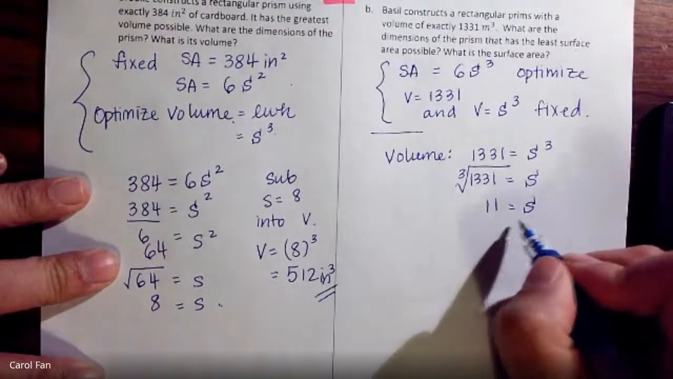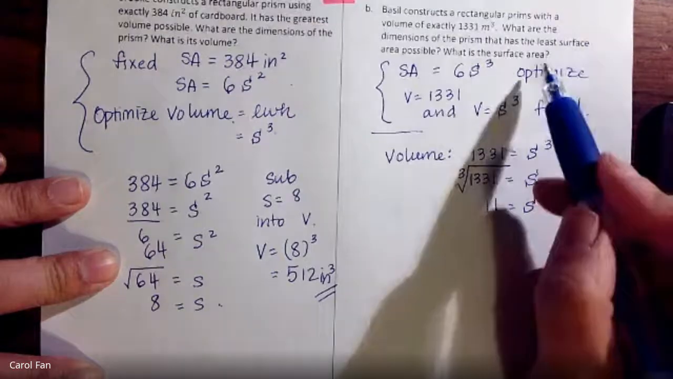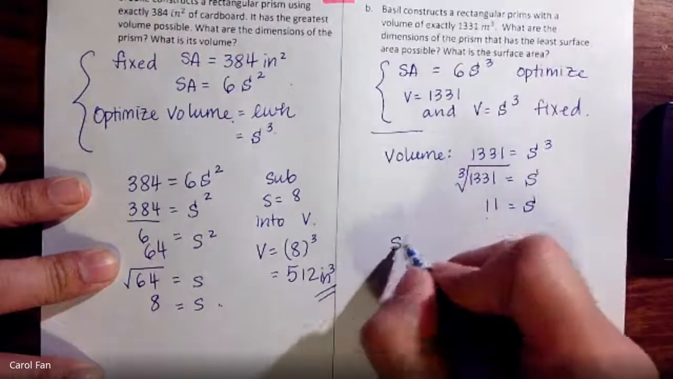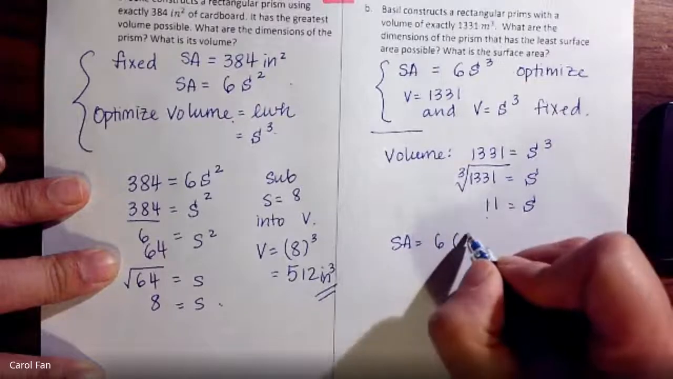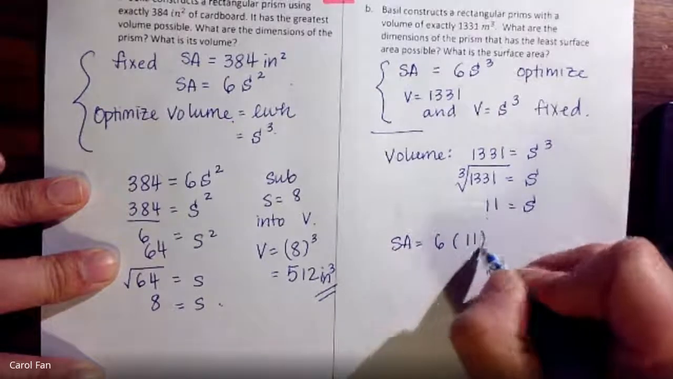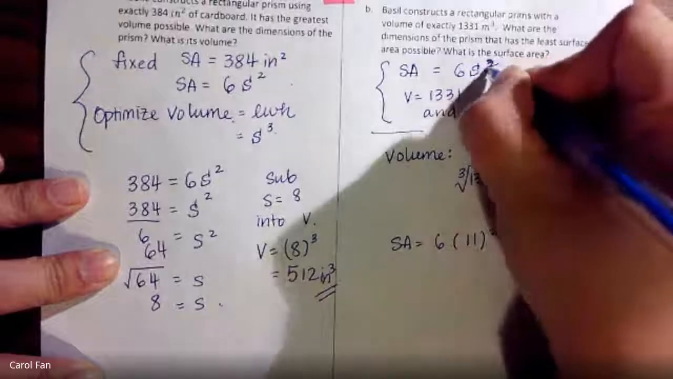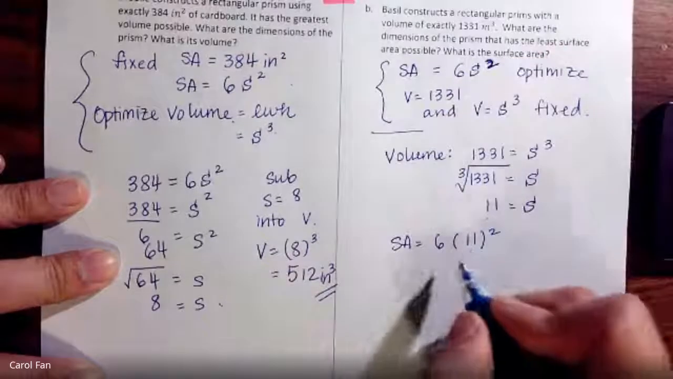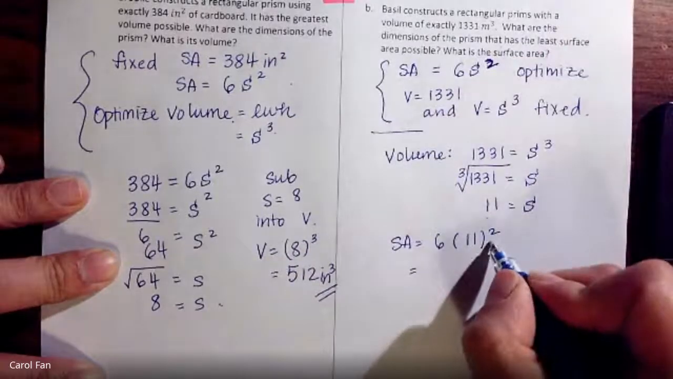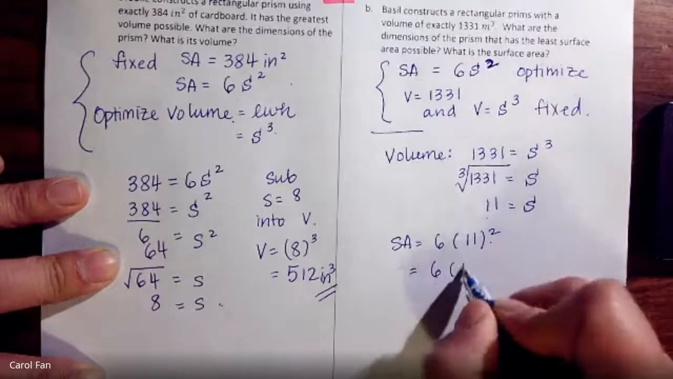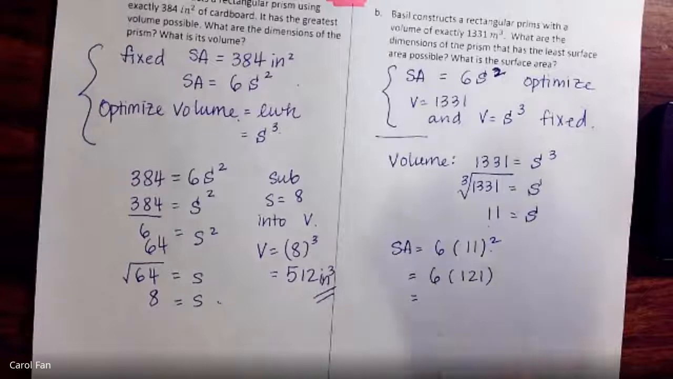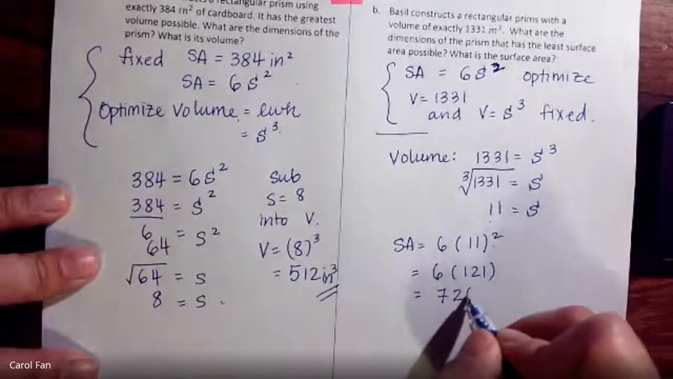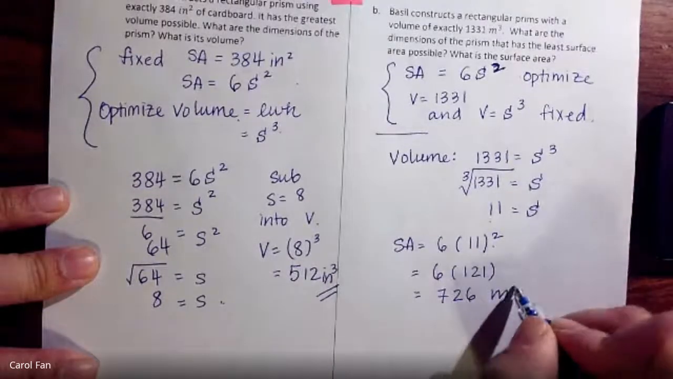Now that I know my side is equal to 11, I can find my surface area by substituting it in. Surface area is equal to 6 times 11 squared. Oh, sorry, this is a square. Okay, so we're doing our exponent first. 6 times 121, and we get a surface area of 726 meters squared.